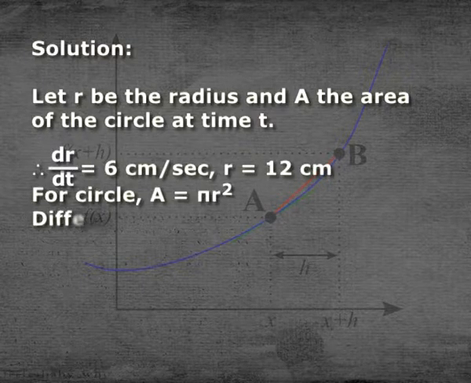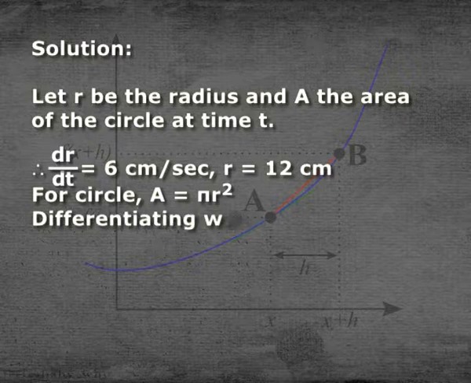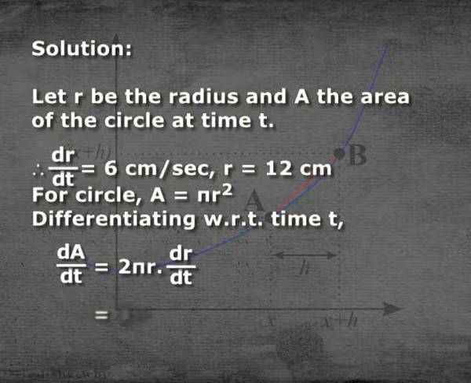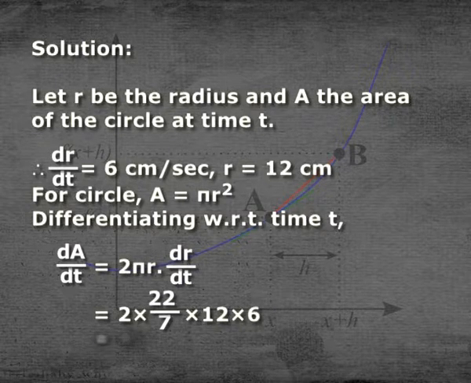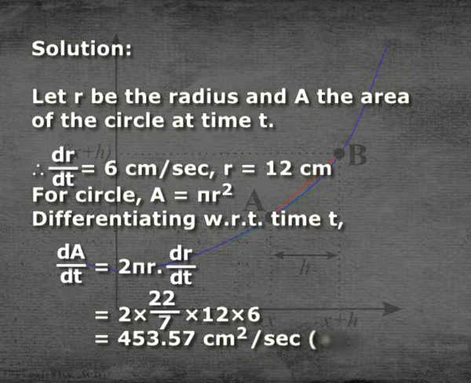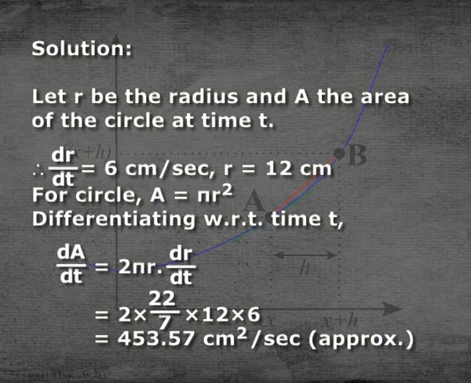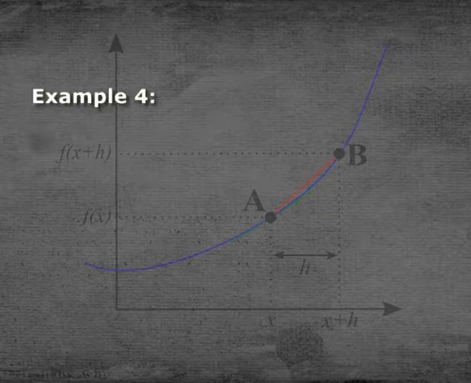Now for a circle, we know that area is equal to pi r square. Now differentiating both sides with respect to time, we get dA by dt equal to 2 pi r into dr by dt, which is equal to 2 into 22 by 7 into 12 into 6, that gives us 453.57 centimeter square per second approximately. Now let's see the fourth example here.